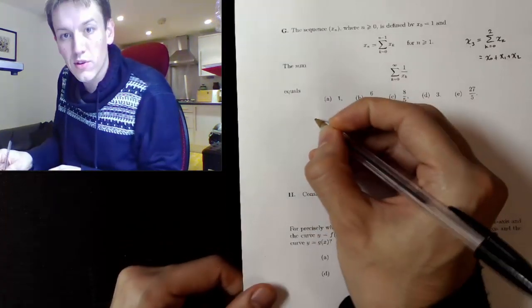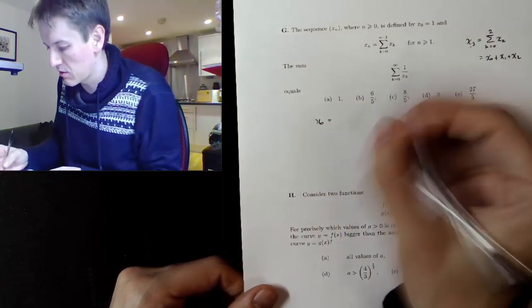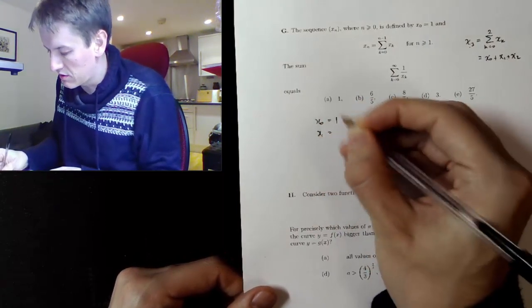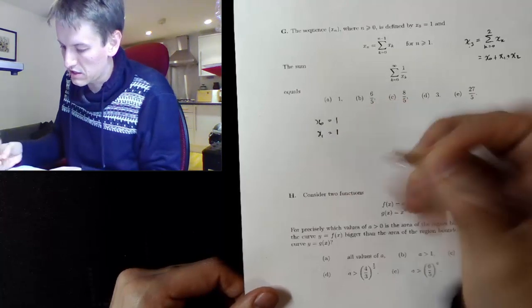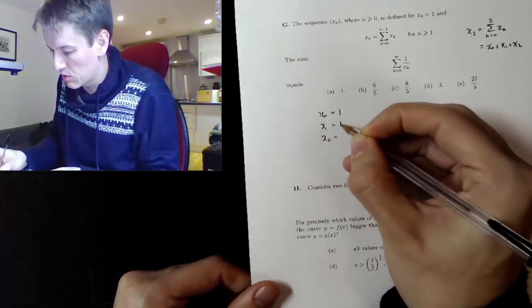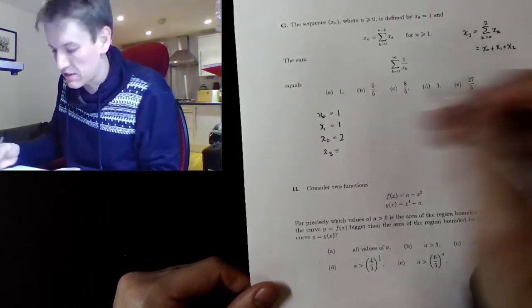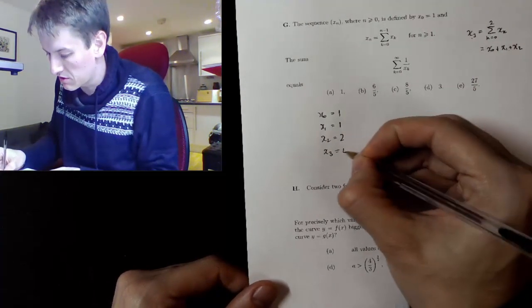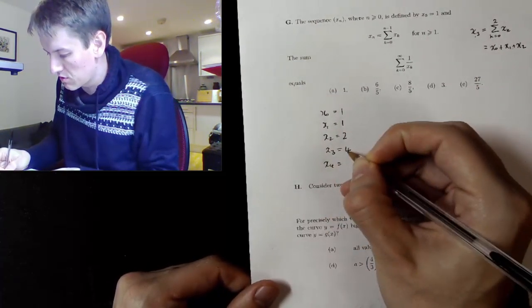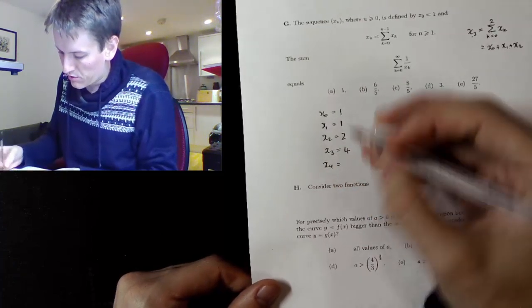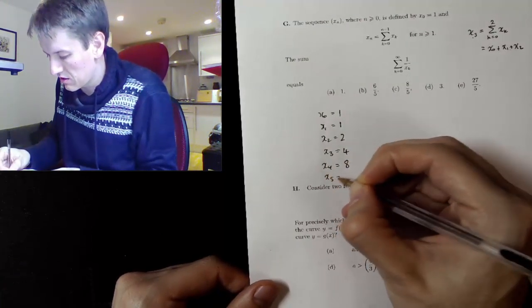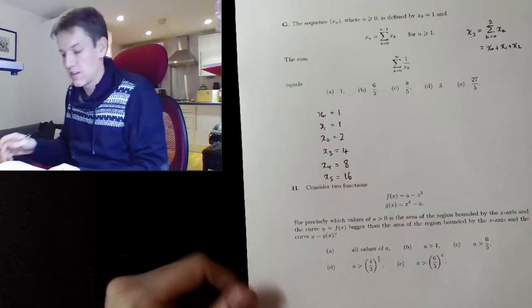Okay, so I've got x0 is defined by 1, x1 is also 1, it's the sum of just x0, x2 would be 1 plus 1, which would give 2, x3 is x0 plus x1 plus x2, so 2 plus 1 plus 1 is 4, x4, again, sum of all the ones before it is 8, and we see that the sequence just starts doubling.